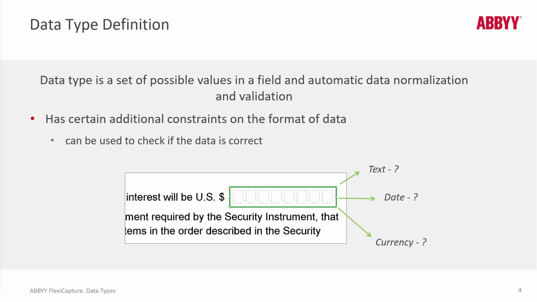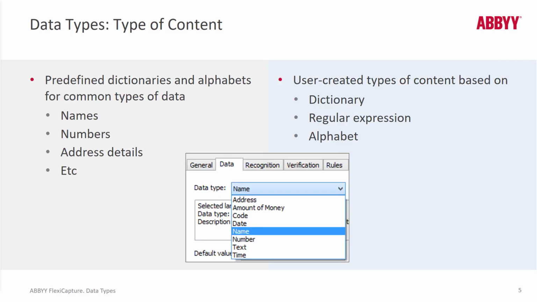If our software could think out loud and say what it was thinking, maybe this is what it would say. If we circled an area to recognize, it might be asking itself, what is this? Is this a date? Is this text? Is it currency? So if we can give it a hint about what data it's expecting, it can reduce the number of characters that it will look for, and therefore the results will go up.